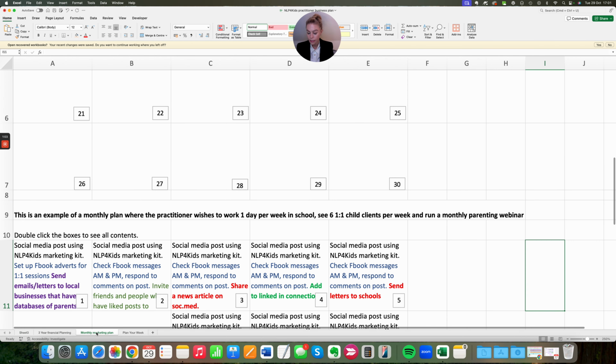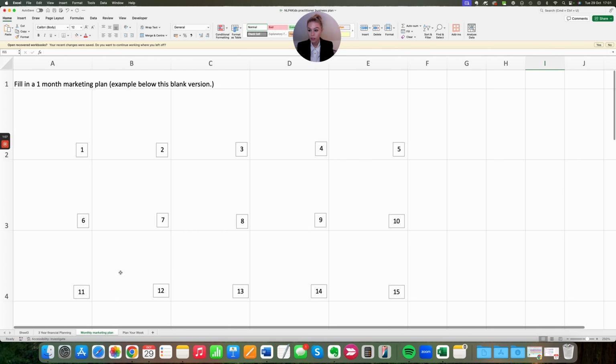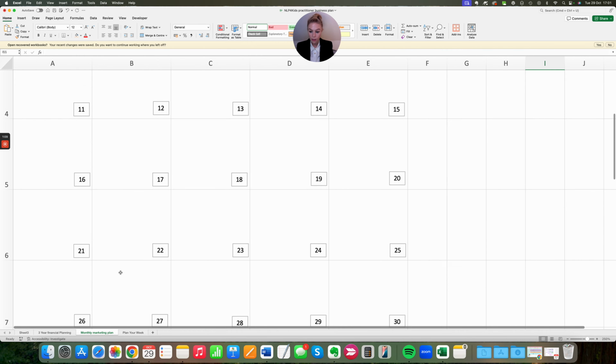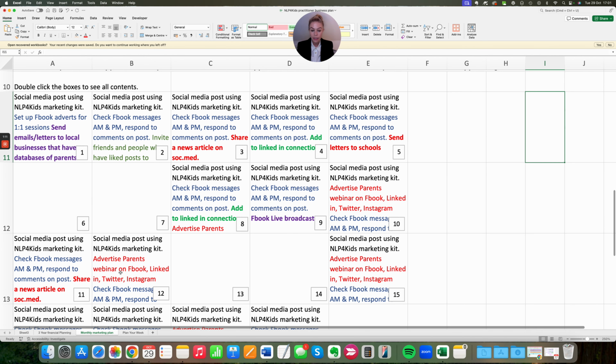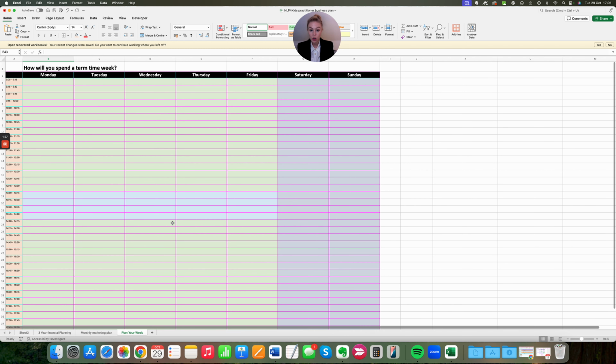Over here we have got our monthly marketing plan. So you've got a blank marketing plan at the top here, and at the bottom there are suggestions around different types of marketing and social media that you might be doing on a day-to-day or week-to-week basis. And then you can get really nitty-gritty and hop on over to Plan Your Week, which is a timesheet.